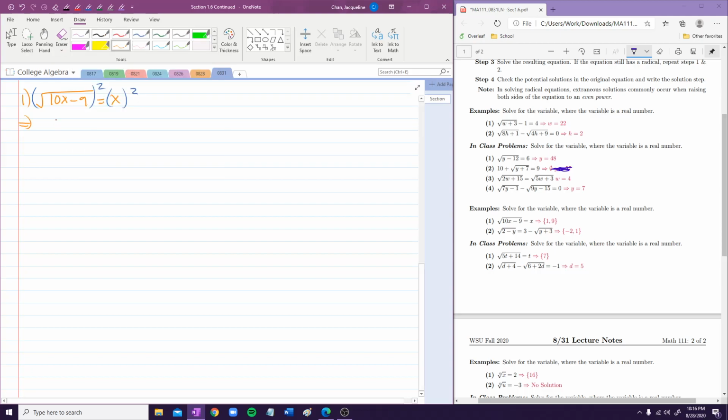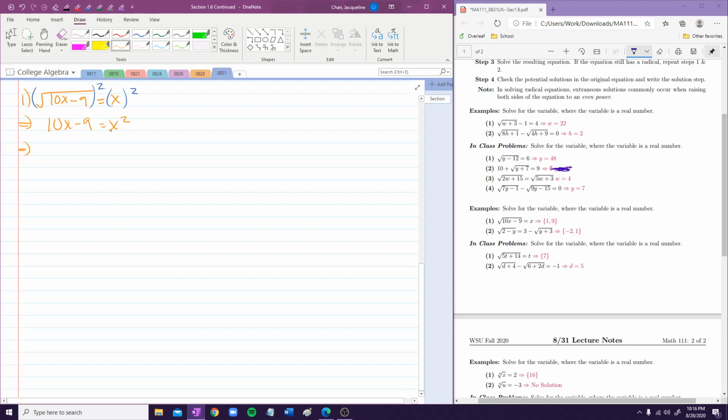Right, so when I do that, I get 10x minus 9 is equal to x squared. So I have an x squared, an x, and a constant. What does that tell us? That tells us that this is a quadratic equation, so we have to let one side equal 0. Okay, I'm going to look at the leading coefficient.